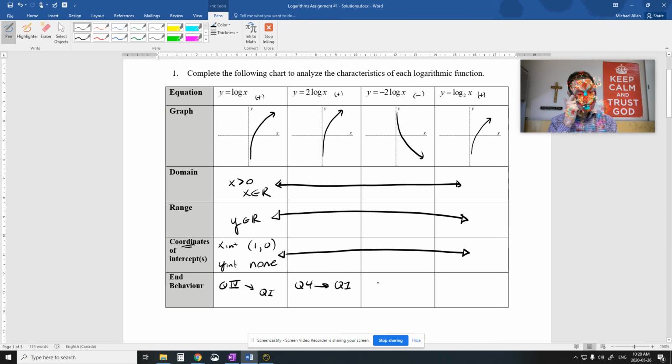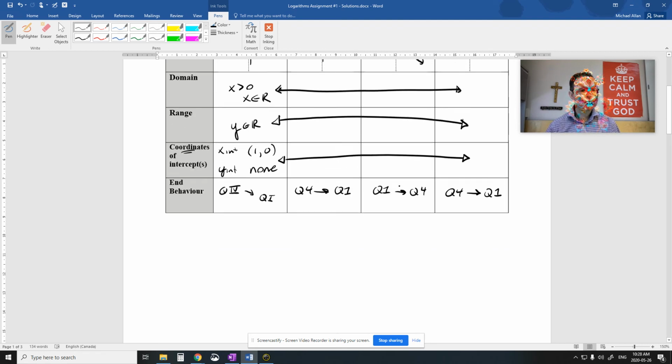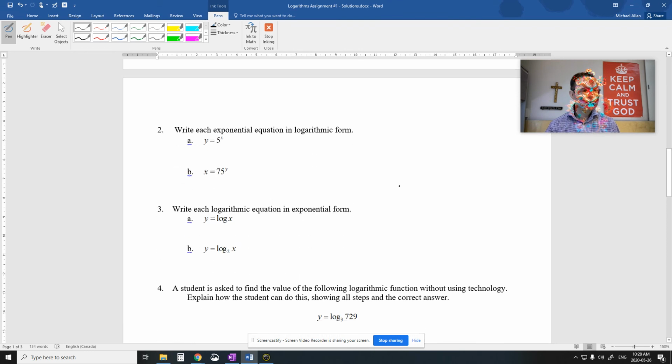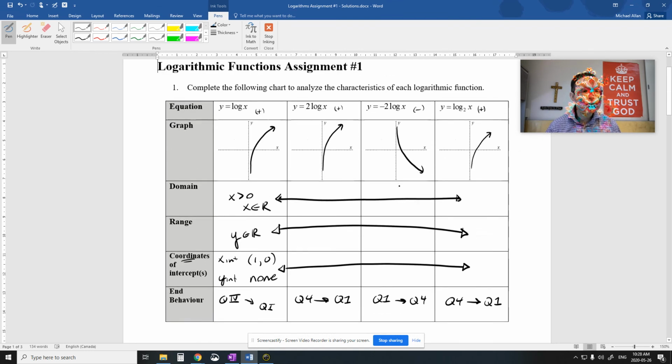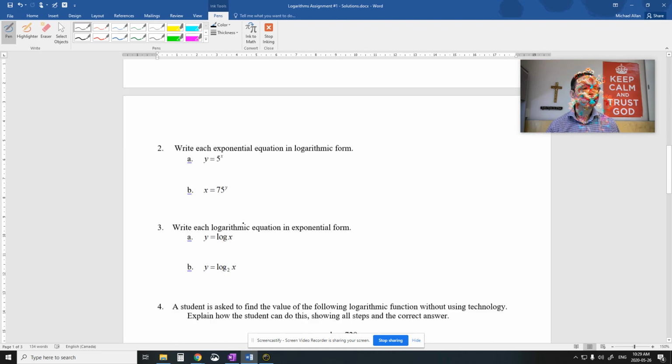And this one here, because it's negative, looks more like it's going from quadrant 2 to quadrant 4, because it's going downwards there. And this one's going from quadrant 4 to quadrant 1 again. Nice positive one. Cool. Let's go down here and look at these. I just want to double check that. Yeah, that looks pretty good.